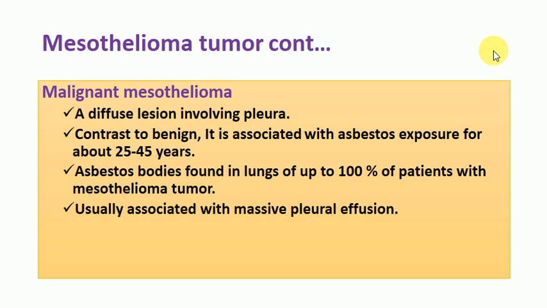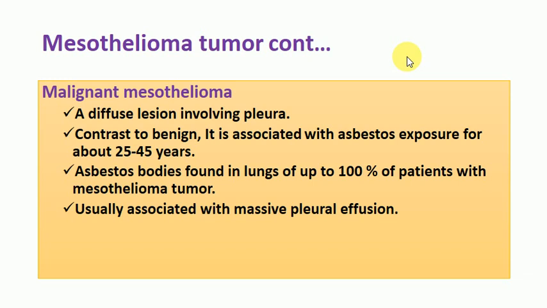Now let's talk about the malignant mesothelioma. It is a cancer, and you will see a diffuse lesion that involves the pleura. In contrast to the benign type, it is associated with asbestos exposure. Once someone is exposed to a material like asbestos, they are likely to develop malignant mesothelioma. The exposure should be long-term, not short, for example about 25 up to 45 years. In people with malignant mesothelioma, asbestos bodies are found in the lungs in up to 100% of patients. That's why we say asbestos is commonly associated with this kind of cancer.